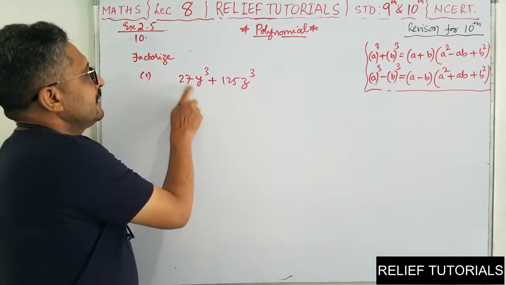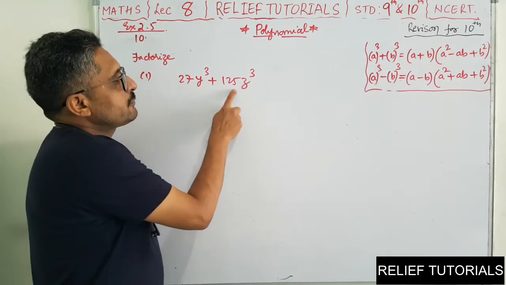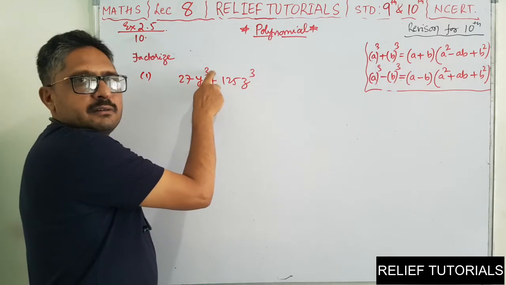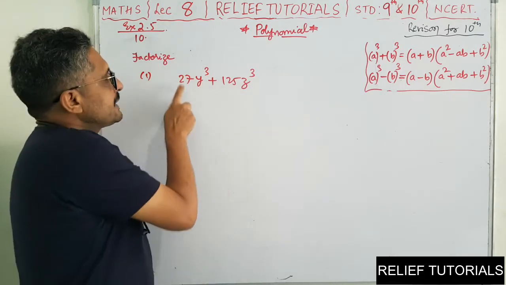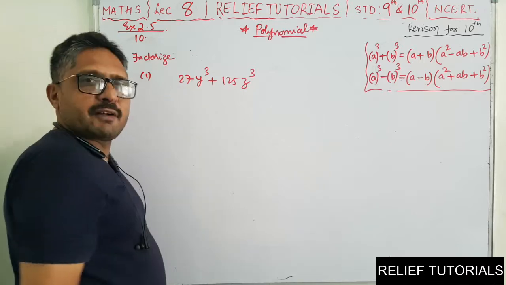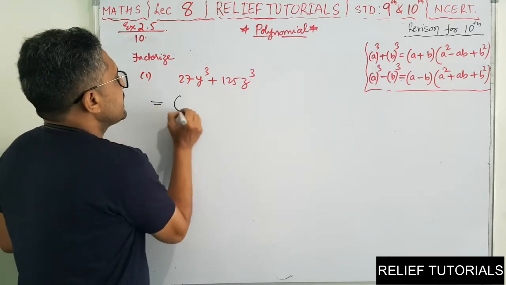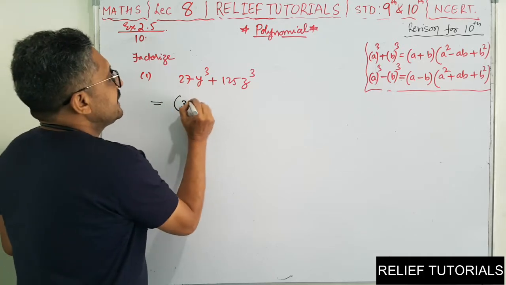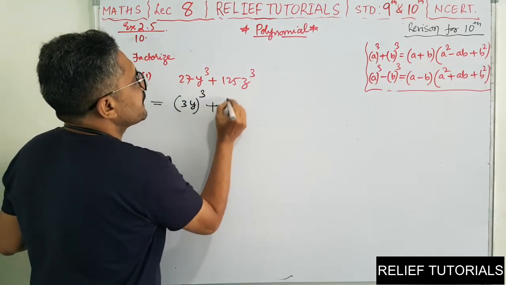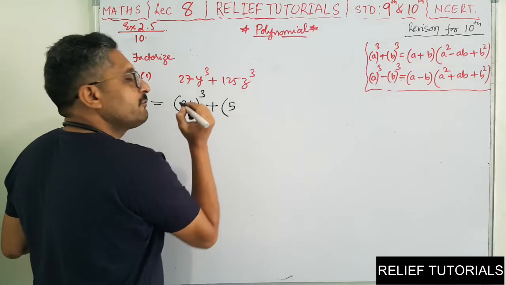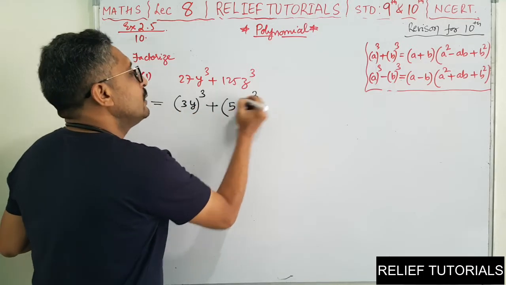Now see here, 27y cube plus 125z cube. There are two cubes, but we want two perfect cubes. 27 is a perfect cube, and 125 is also a perfect cube. So we write in standard form. 27 is the cube of 3, so 3y the whole cube, plus 125 is the cube of 5, so 5z the whole cube.